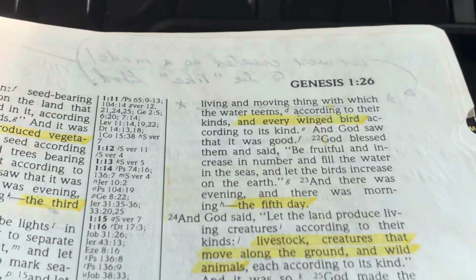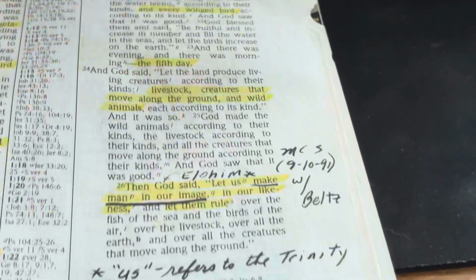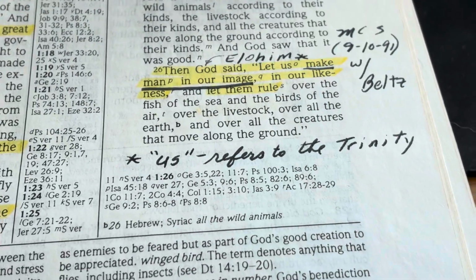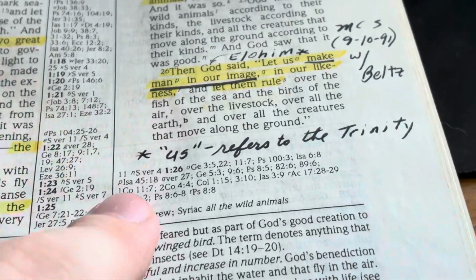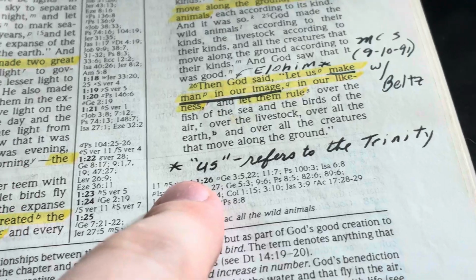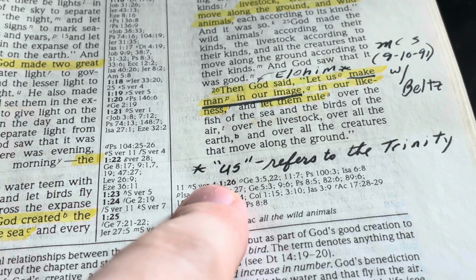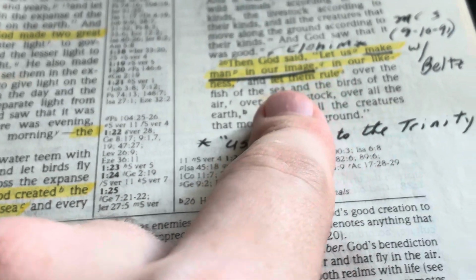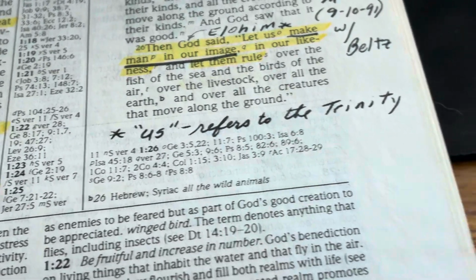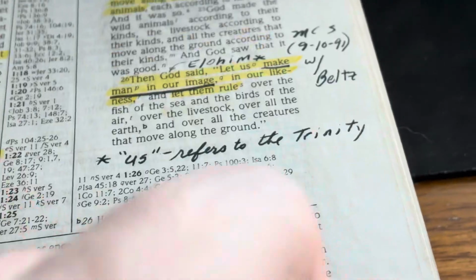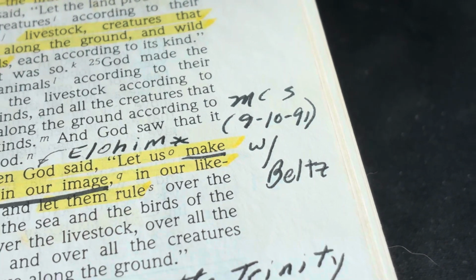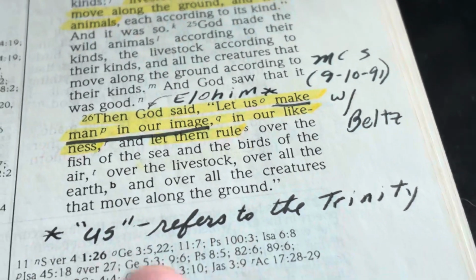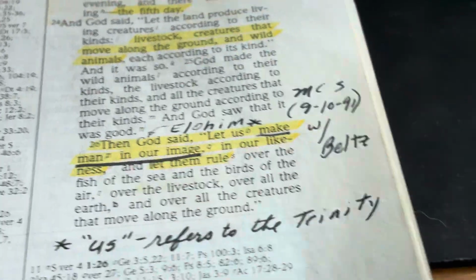Going to go over here on this side. There's actually a note behind it here, so we're gonna take a look at that. So this is Genesis 1:26 and 1:27. He made a note when it says, "Make man in our image. Let us make man in our own image." Us is referring to the Trinity. And that right there would be September the 10th, 1991. Elohim, meaning God.